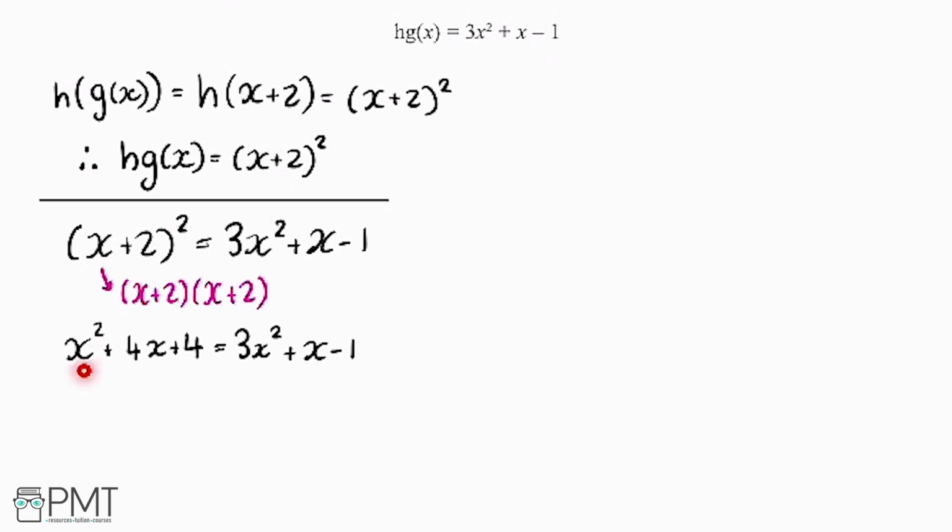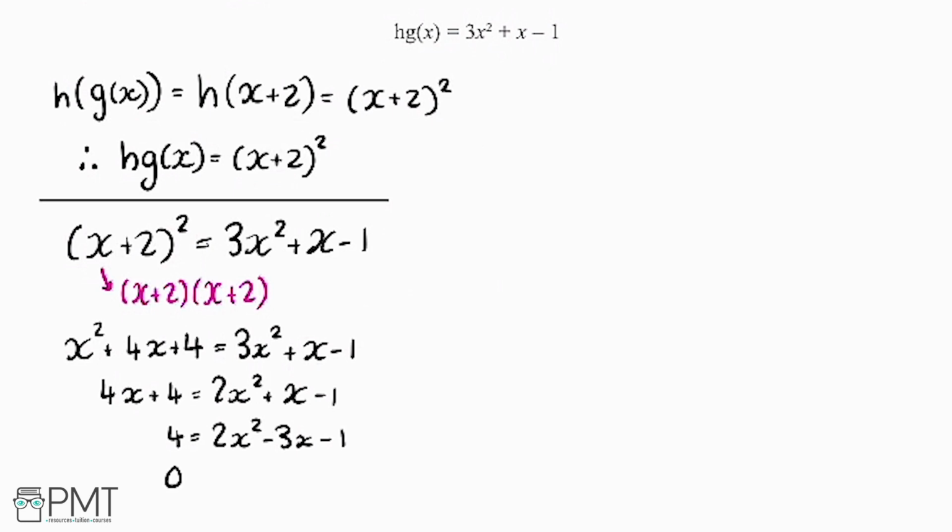So if we subtract x squared from both sides, we'll have 4x plus 4 equals 2x squared plus x minus 1. Next, if we subtract 4x from both sides, we'll get 4 equals 2x squared. We've got 1x minus 4x, so that will give us minus 3x. And then we're still going to have the minus 1 here. Now, we're going to subtract 4 from both sides.